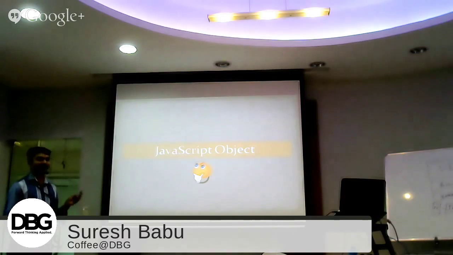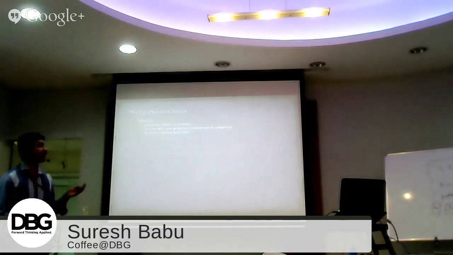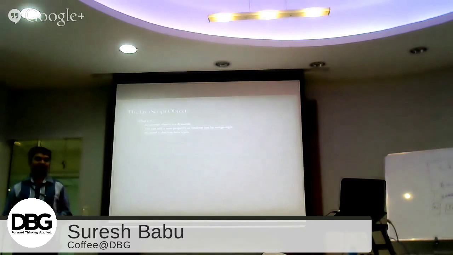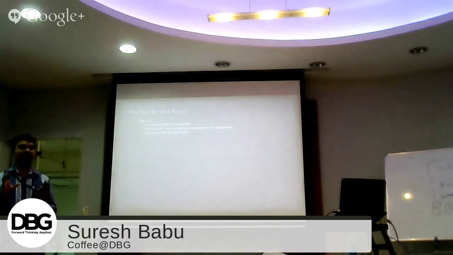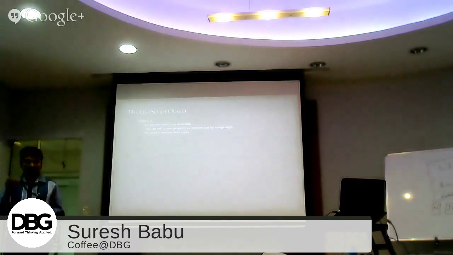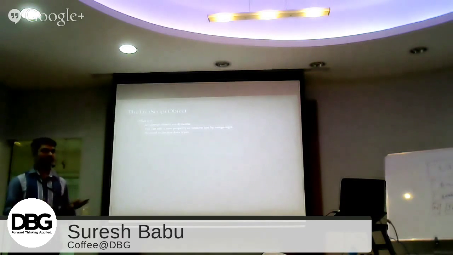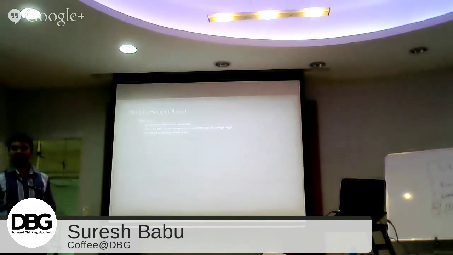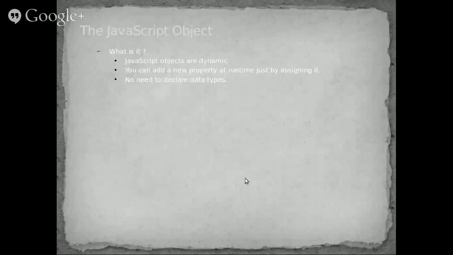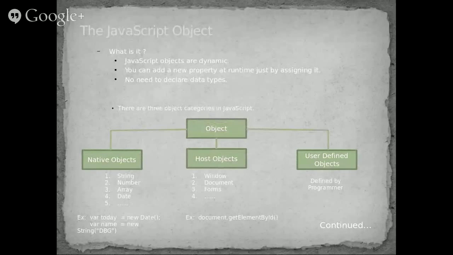That is the beauty of JavaScript object. In JavaScript, objects are dynamic. Once you create an object, you can modify it as you like. If you want any further methods or properties, that is possible in JavaScript. There are three categories of objects in JavaScript. One is native objects, the second is host objects, and the third is user-defined objects.